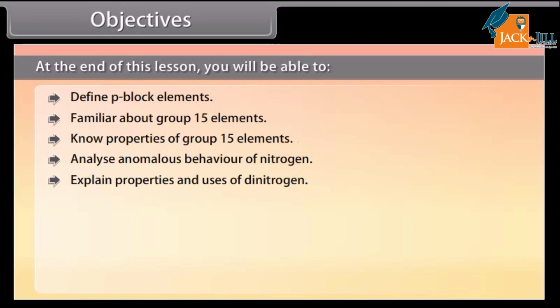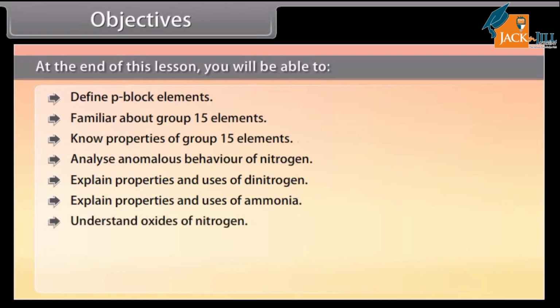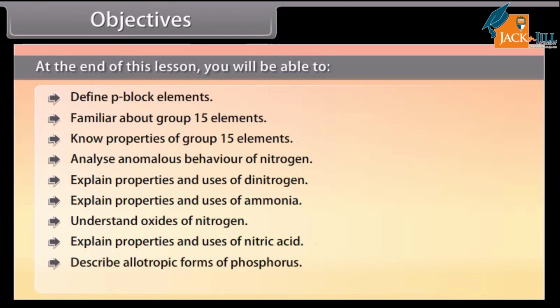explain the properties and uses of dinitrogen, explain the properties and uses of ammonia, understand oxides of nitrogen, explain the properties and uses of nitric acid, describe allotropic forms of phosphorus, and explain halides and oxides of phosphorus.